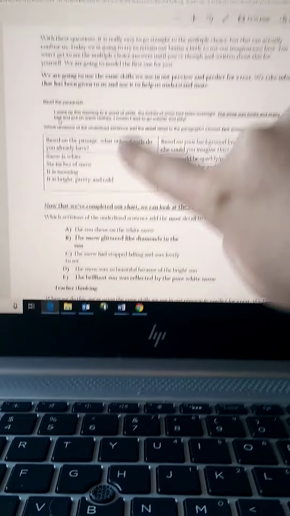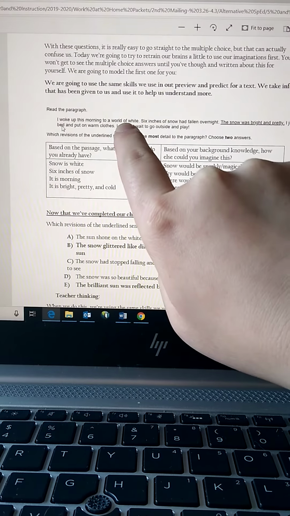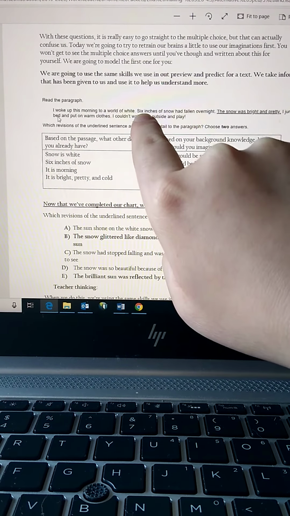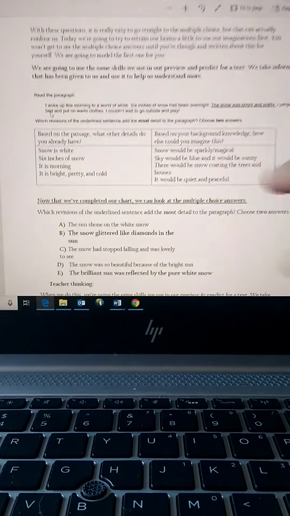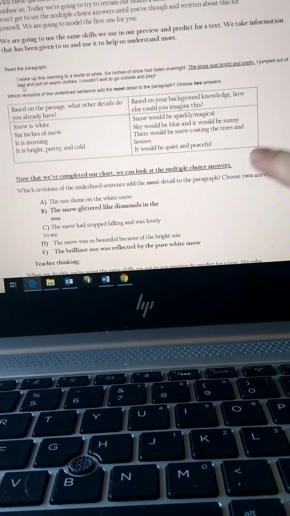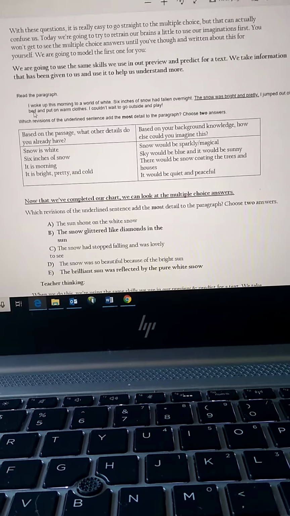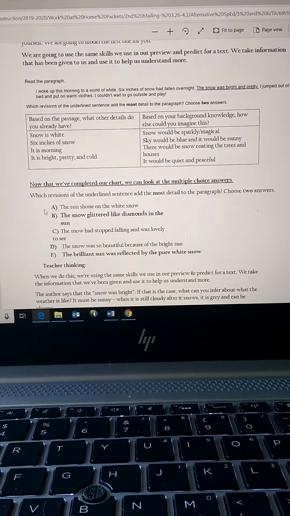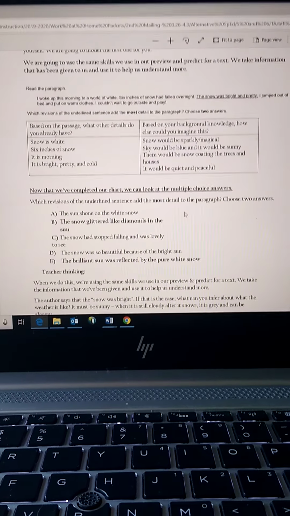So these are the things we can get directly from the text. Like we can pick out that it says the snow is white. There's 6 inches of snow. And then these are the things that we use from our imagination. So like when you picture a snowy scene, like the author is describing, how can we use our imagination to figure out what they're talking about? So now that we've completed our chart, we can look at the multiple choice answers. So right here, which revisions of the underlined sentence add the most detail to the paragraph?